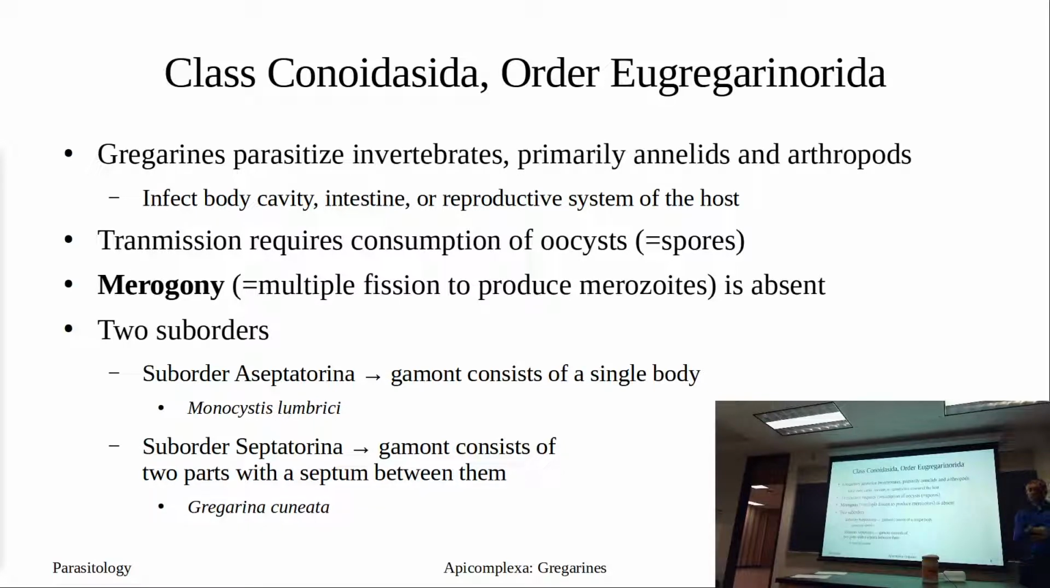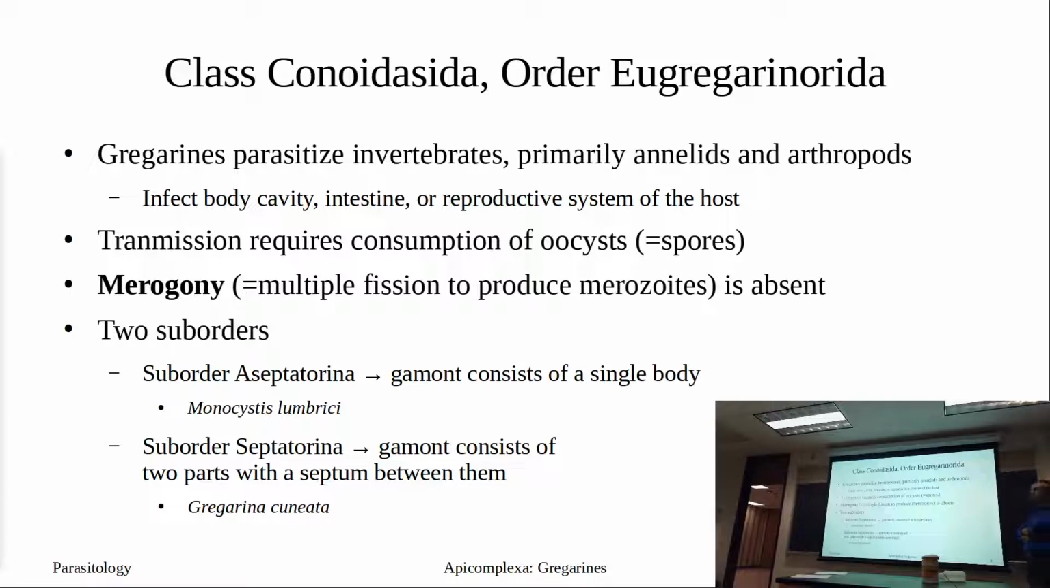Members of this group are going to infect the body cavity, the intestines, or the reproductive system. Usually you find them in the intestinal tract, or at least their life cycle. One of the life cycles is in the reproductive sac. The other life cycle is in the reproductive system. Transmission among the Gregorins is by consumption of our oocysts, which are the spores. And we're going to point out here that merogeny is absent.